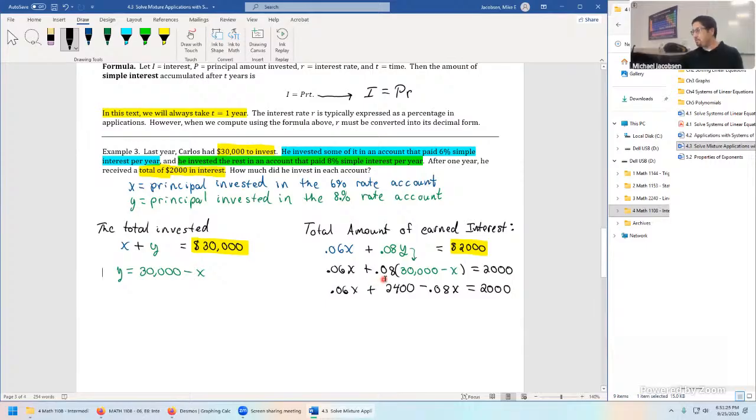Let's combine our like terms. We have 2,400, and now it's 0.06x minus 0.08x. We get negative 0.02x altogether, equals 2,000. Being careful with negatives, we're now subtracting 2,400 from both sides.